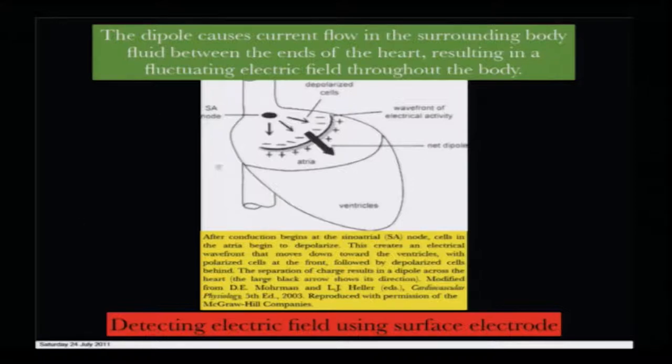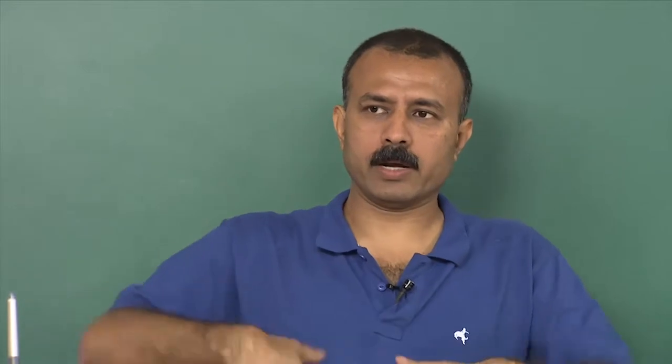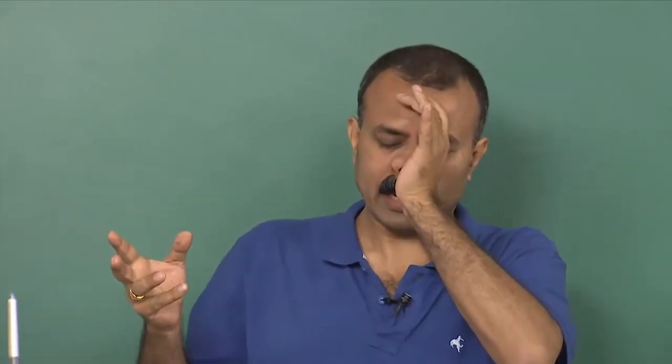And I have given you a reference, people can go through it. After conduction begins at the SA node, cells in the atria begin to depolarize. This creates an electrical wave front that moves down towards the ventricle. This is essentially what is happening, because initially your upper two chambers are getting filled, followed by the blood moving to the lower two chambers. From there, it is either distributed to the rest of your body or sent for purification to the lungs.